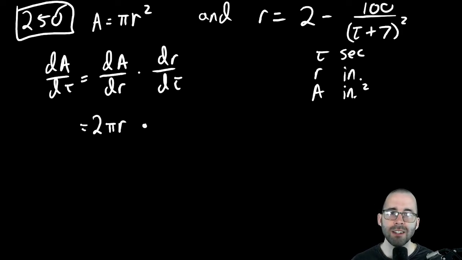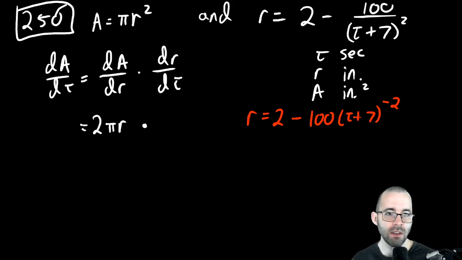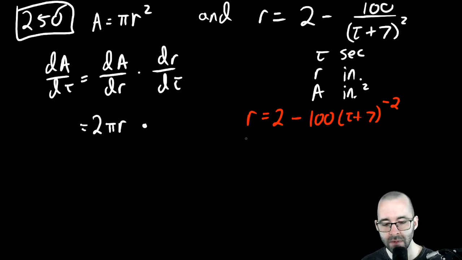Derivative of r with respect to t, let's not do that one in our heads. Let's go off to the side. r is 2 minus 100 over t plus 7 squared. I'm rewriting this function. We very frequently rewrite functions with polynomials in the denominator. Write them with negative exponents. It makes it much easier.